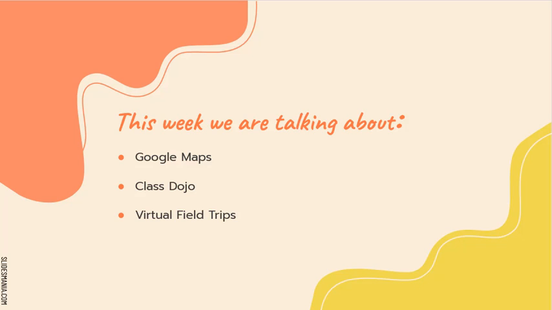This week we're going to talk about three of my favorite things to talk about in this class. First of all, we're going to talk about Google Maps and how it can be used in the classroom. Then we're going to talk about Class Dojo, which is a behavioral management solution that is pretty common in elementary school systems. And then we are going to talk about virtual field trips.